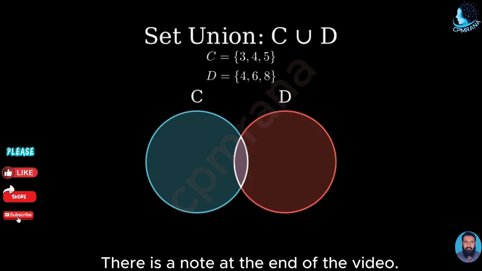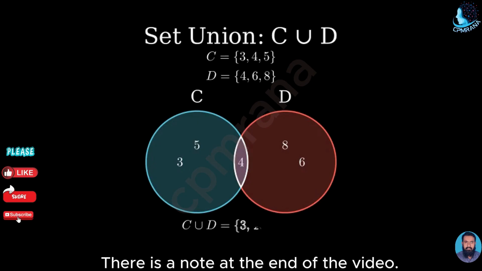Now, let's place the elements in our Venn diagram. In set C, we have 3 and 5, which are only in C, and in set D, we have 6 and 8, which are only in D. The number 4 appears in both sets, so it goes in the overlapping region.